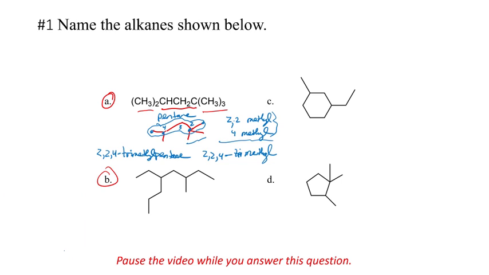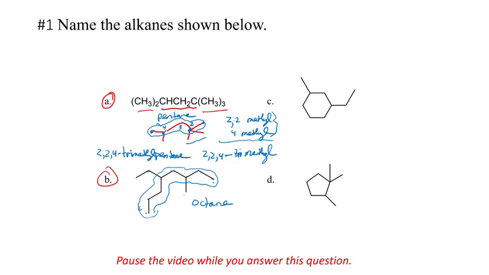Okay, how about B? Looking for our longest chain. What have we got? Across the top, we have 1, 2, 3, 4, 5, 6, 7. But look, we've got this long piece down here. 1, 2, 3, 4, 5, 6, 7, 8. So hiding in there is an octane.